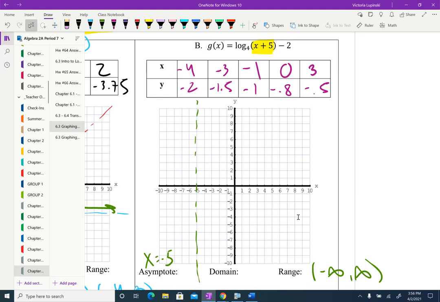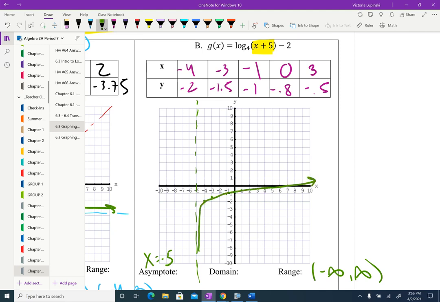Then you're going to go ahead and actually graph them. So I'm going to go ahead and graph each of these ordered pairs. Negative 4, negative 2; negative 3, negative 1.5; negative 1, negative 1; 0, negative 8; 1, negative 5. So I can see that this log is going to travel along the asymptote, and then it's going to be rising very, very slowly.